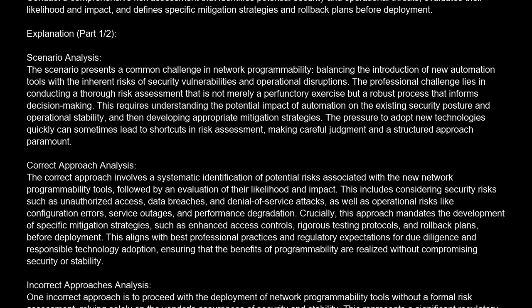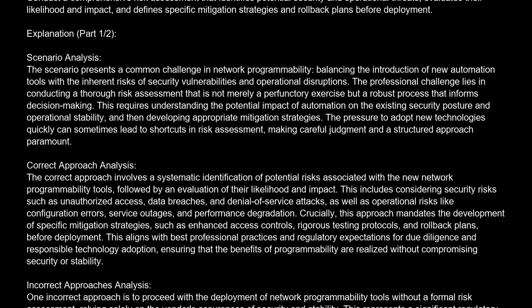The professional challenge lies in conducting a thorough risk assessment that is not merely a perfunctory exercise, but a robust process that informs decision-making. This requires understanding the potential impact of automation on the existing security posture and operational stability, and then developing appropriate mitigation strategies. The pressure to adopt new technologies quickly can sometimes lead to shortcuts in risk assessment, making careful judgment and a structured approach paramount.